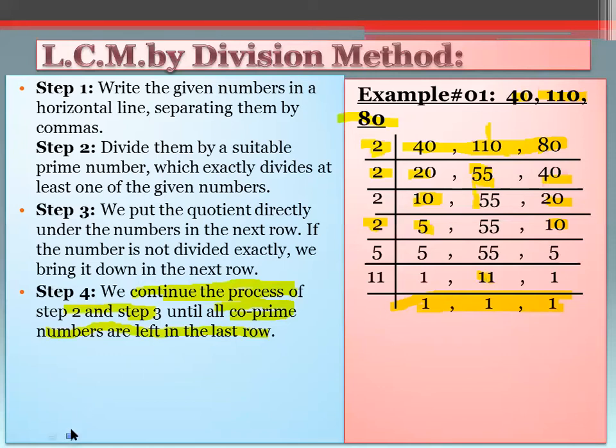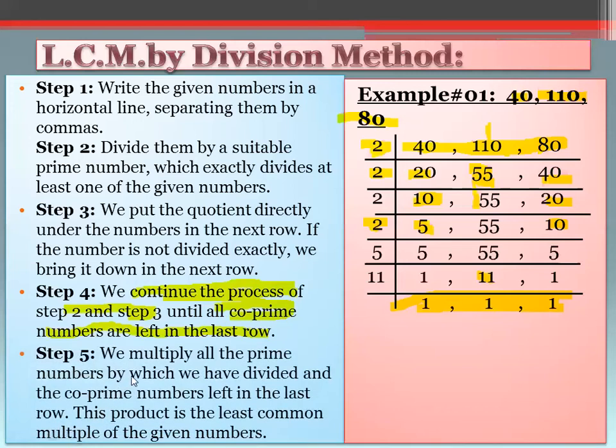In the next step, you will multiply all the prime numbers by which we have divided and the last prime numbers left in the last row. This product is the least common multiple of the given numbers. So what does it mean? You have to multiply all these prime factors.